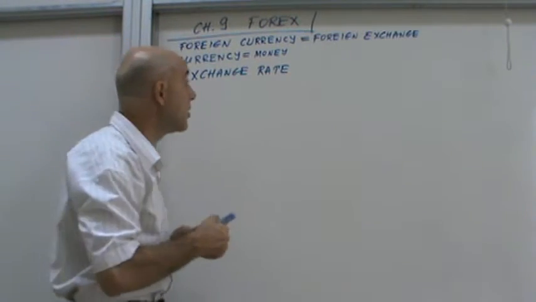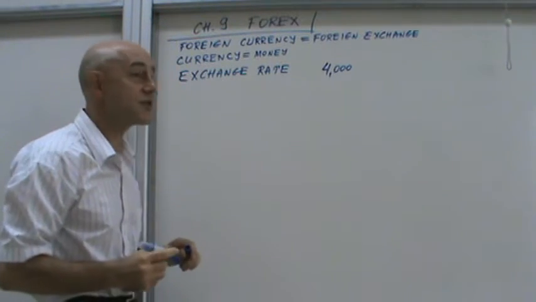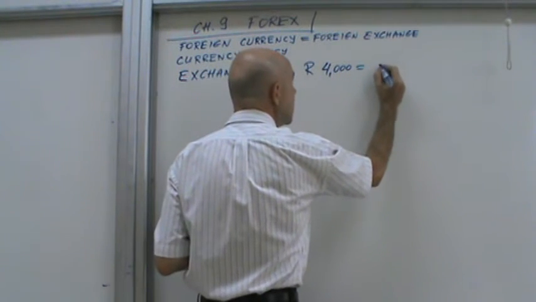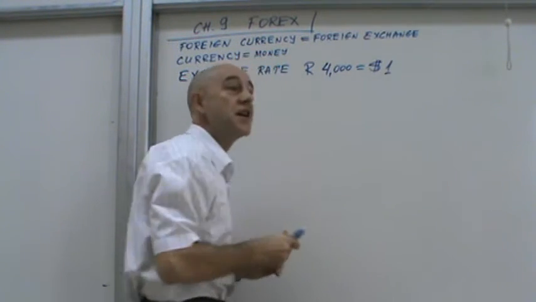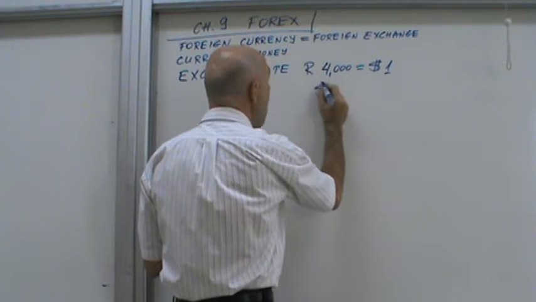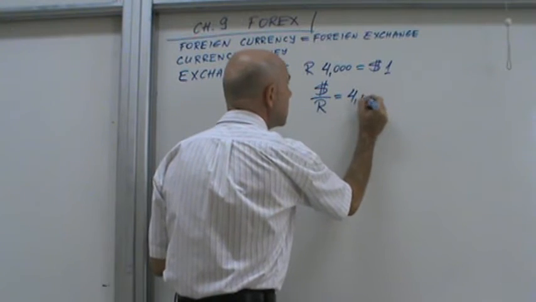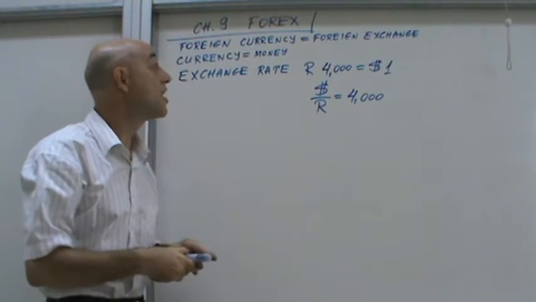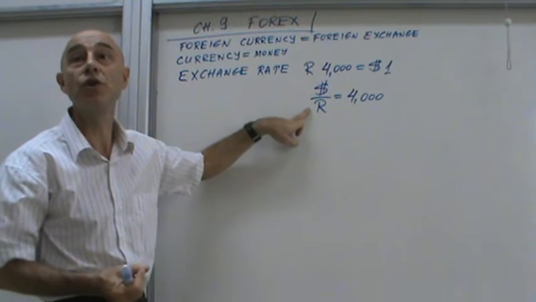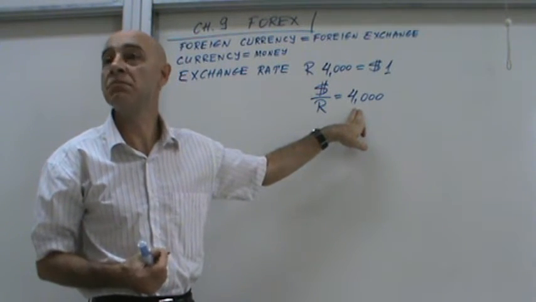That's the exchange rate. Currently, the exchange rate here, locally, is 4,000 real to $1 US. A different way of saying it is that dollar to real is 4,000. So the exchange rate is just a ratio between two currencies, and it is usually a number.